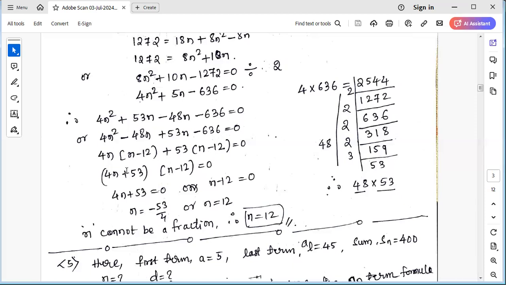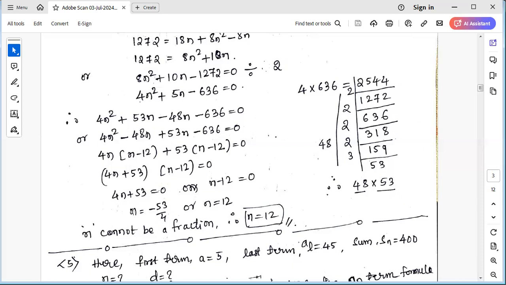So now the two brackets are 4n plus 53, you make one group, and this n minus 12, you make another group. And now this becomes 4n plus 53 is equal to 0, or n minus 12 is equal to 0.